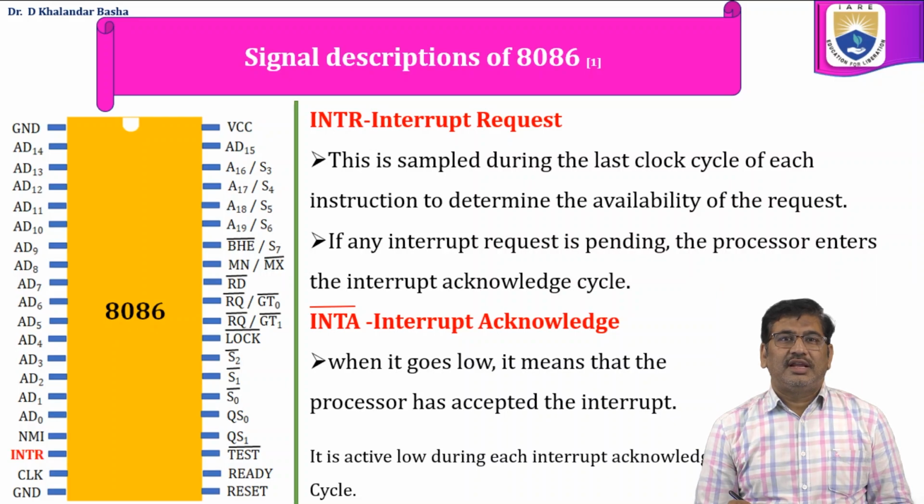Once the processor recognizes the interrupt request and is ready to accept the interrupt, it will give an acknowledgement to the interrupt raised device. That will be given on INTA bar, where INTA stands for interrupt acknowledgement. This is an active low signal. When the INTA bar signal goes low, it means that the processor has accepted the interrupt which is raised on the INTR signal. It is active low during each interrupt acknowledgement cycle.